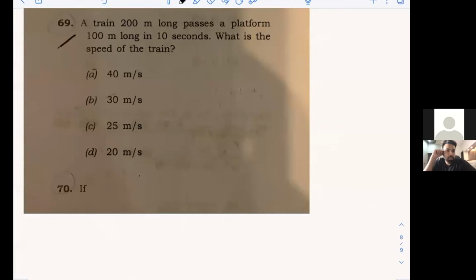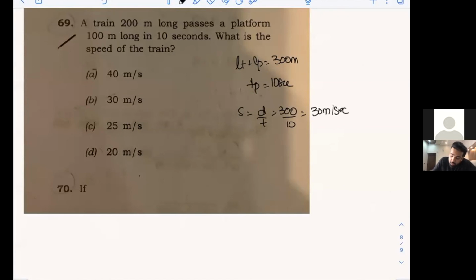A train 100 meters long passes a platform 100 meters long in 10 seconds. Now, the length of both the train plus platform would be added. It will be 300 meters. Time taken to pass is 10 seconds. What is the speed of the train? Speed is equal to distance upon time. 300 upon 10. Speed is 30 meters per second. Now, when we convert into kilometers per hour, it will be 18 by 5. 6 into 18. 18 5s are 90. So we actually, the answer was in meters per second. I did not see that. So the answer would be 30 meters per second.